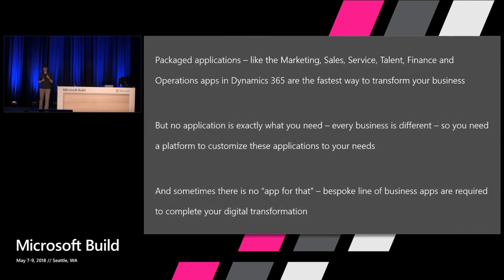When you're thinking about digital transformation inside your organization, often the fastest and easiest way to get started is by purchasing an off-the-shelf finished application. Our Dynamics 365 applications like marketing, sales, service, talent, they are this. They're a complete application. But the fact of the matter is, many applications don't do exactly what you need. Every business has its own distinct requirements. So you need a platform that allows you to customize the processes of your organization. Oftentimes, there's no app for that because there's no business process that comes out of box. It just magically does what you need.